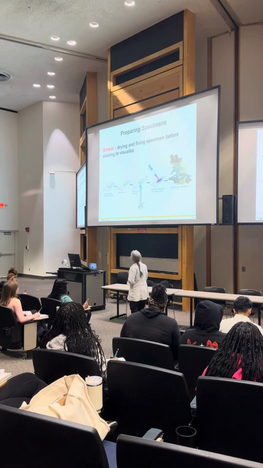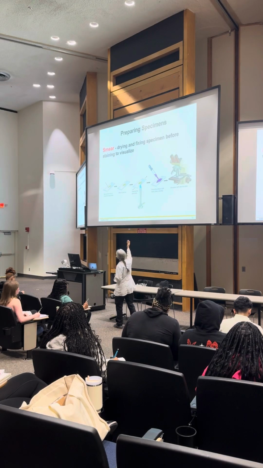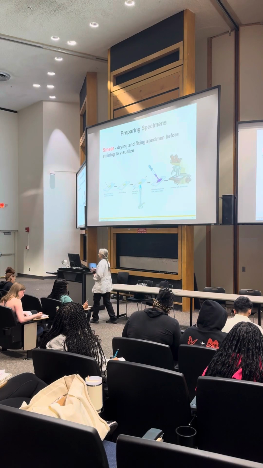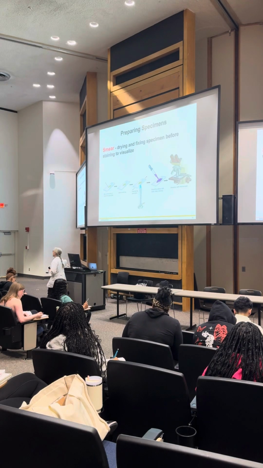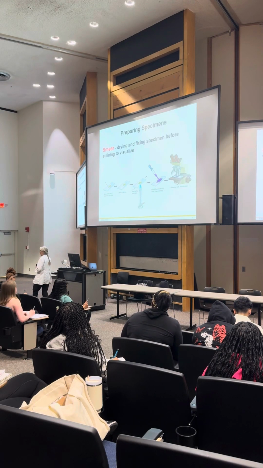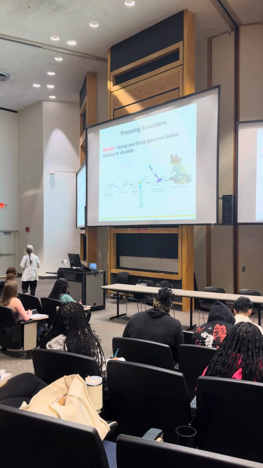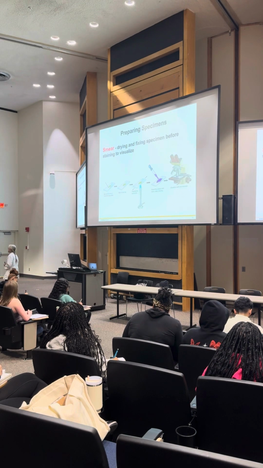Okay, and then you're going to let it air dry. You're going to put it over a flame, and that's going to kill the organism. Then you're going to put some sort of dye. I'm going to talk about some different dyes in just a minute. And then you're going to look at it underneath the microscope. So wet mount is for live, and smears are for everything else.